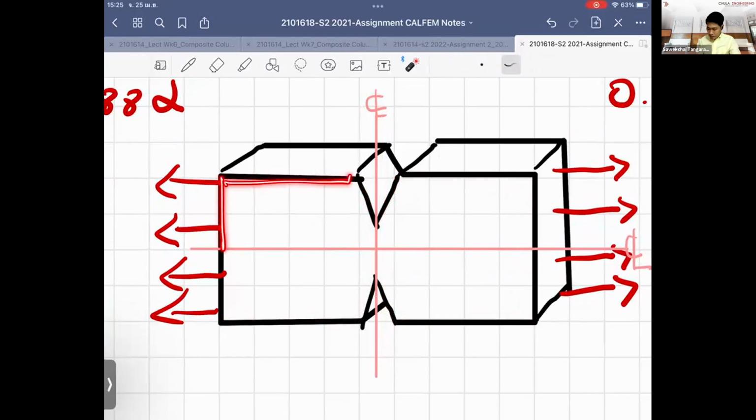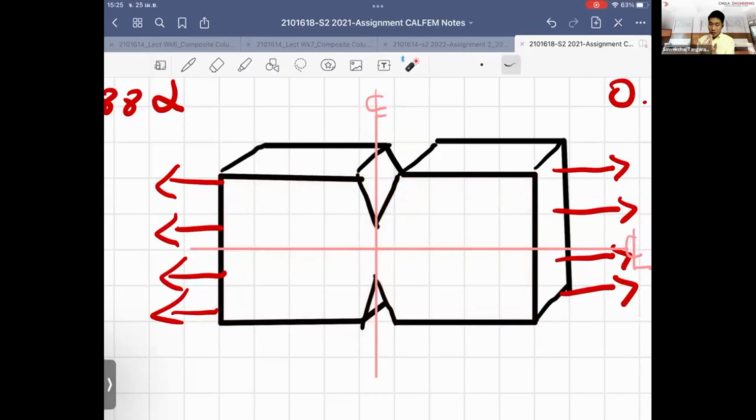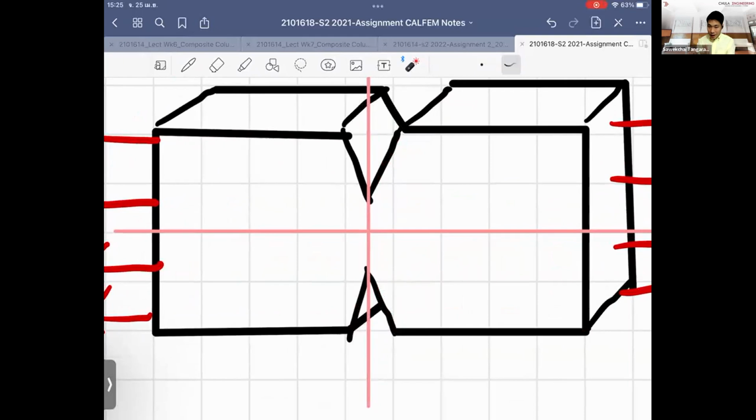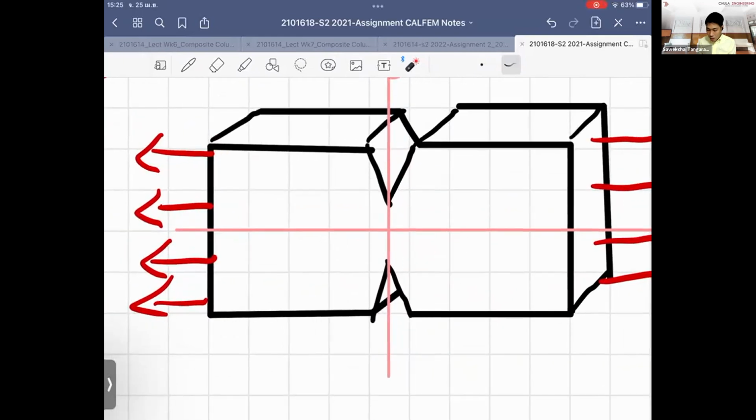The response of the specimen at the top part will be identical to the one at the bottom on the opposite side. It's a mirror image, so it will be identical. That's why, as I mentioned before, we don't need to model this problem as a whole. We just decide to model the problem by taking only a quarter of this.